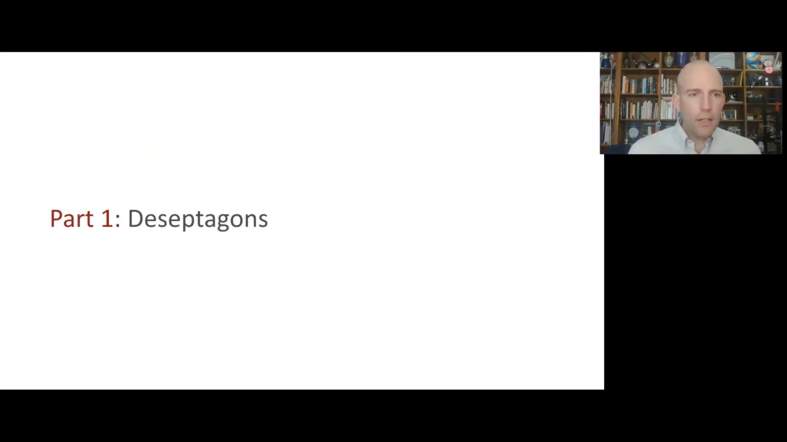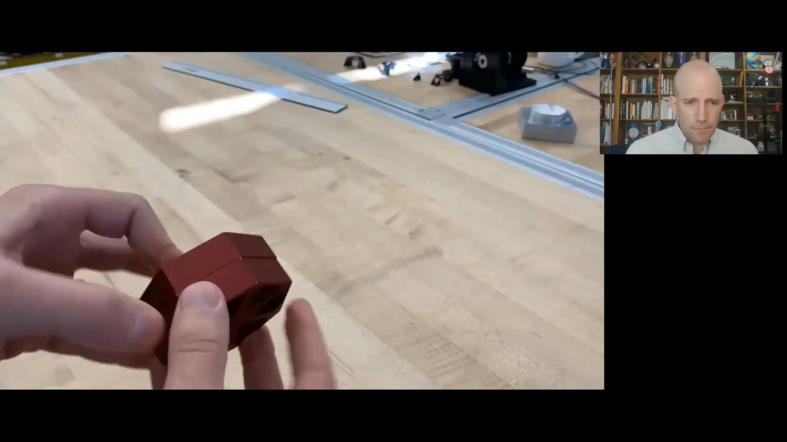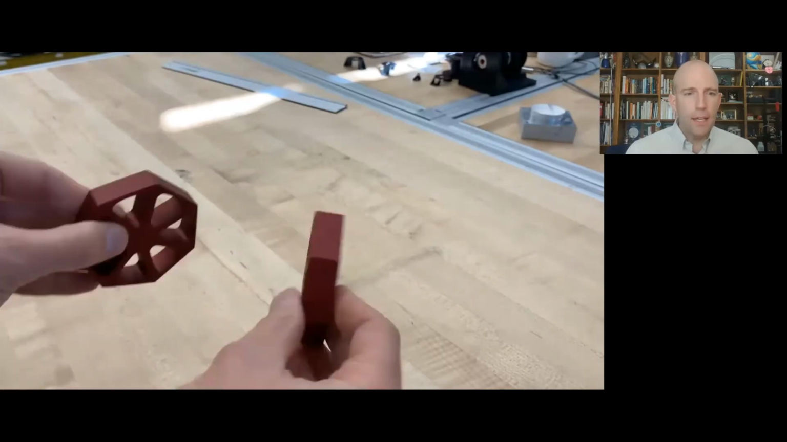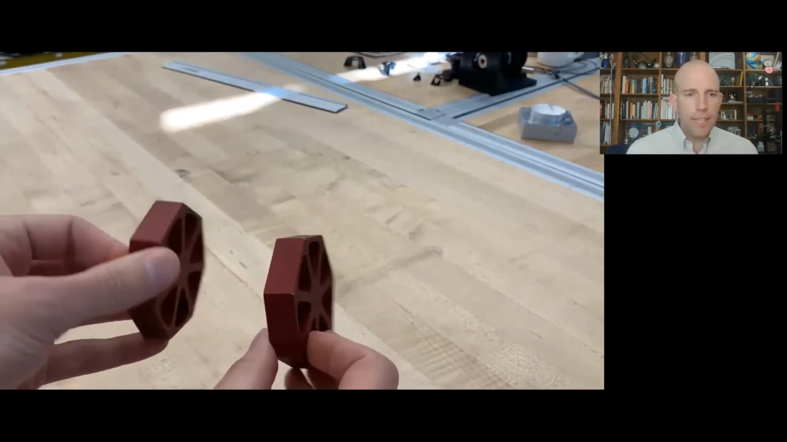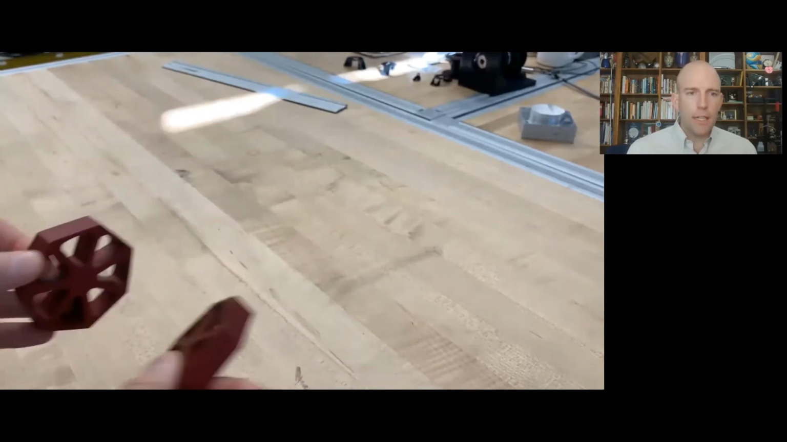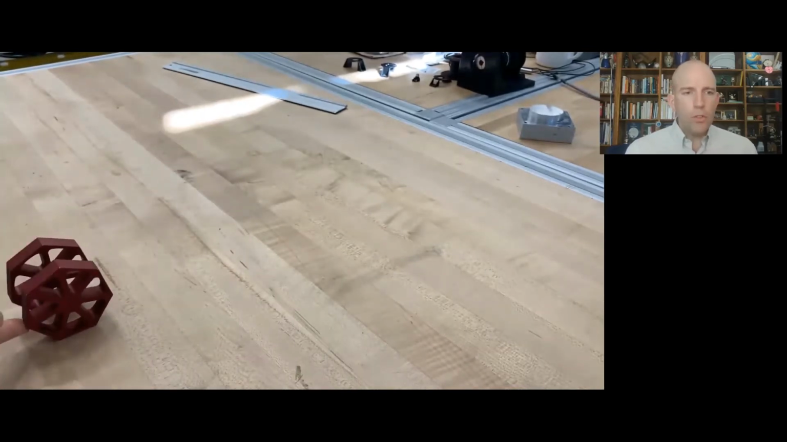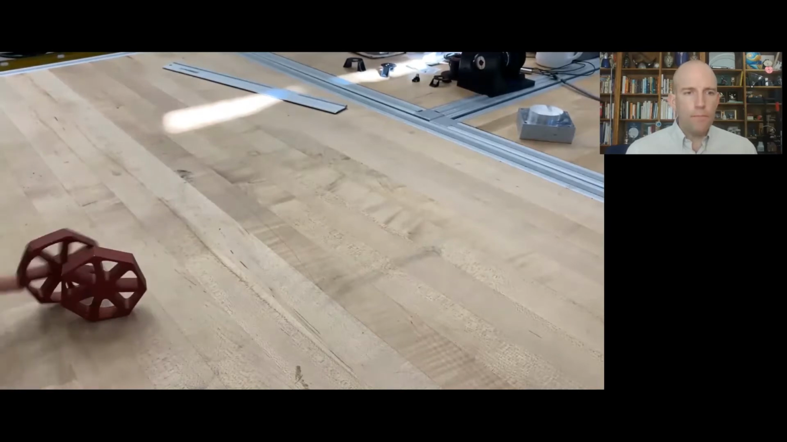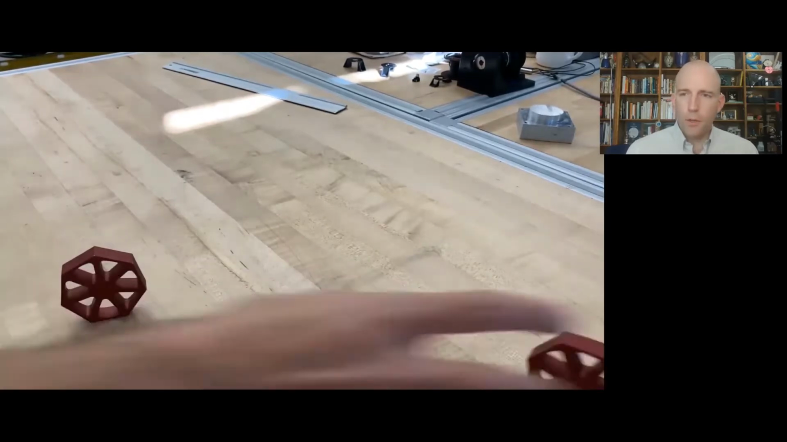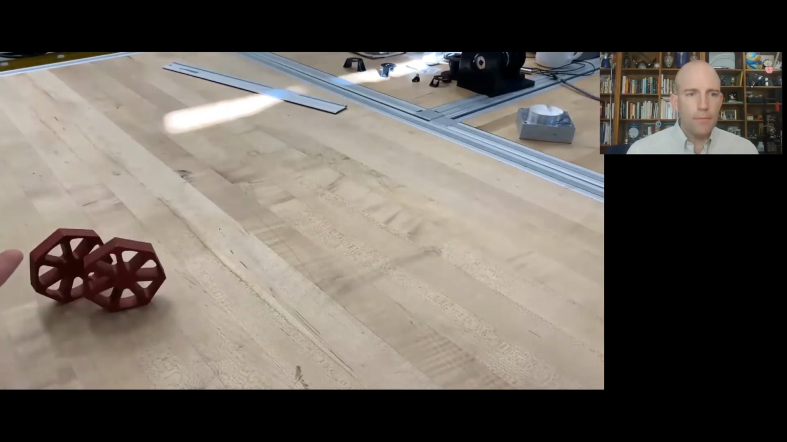Before we get started, a mystery. So we have these two septagons, and you can't feel them, but they feel about the same. They have about the same mass and surface touch and look. But when we go to roll them, one stops quickly and one goes for a long time. Let's see that again.